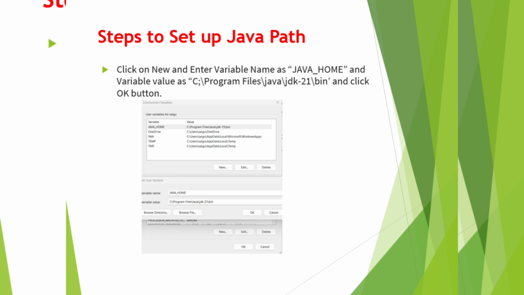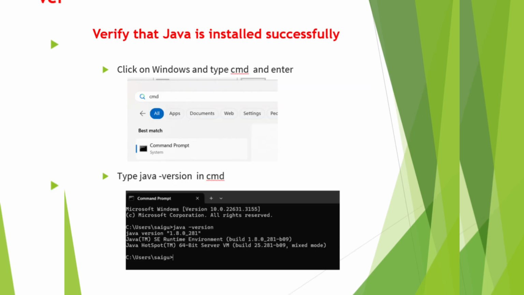When you do this, after that you have to verify whether Java is installed correctly or not. So you have to go to your laptop start button or Windows button and type cmd. That means Command Prompt should open. So click on it and write java space hyphen version. Then it will show you the version.